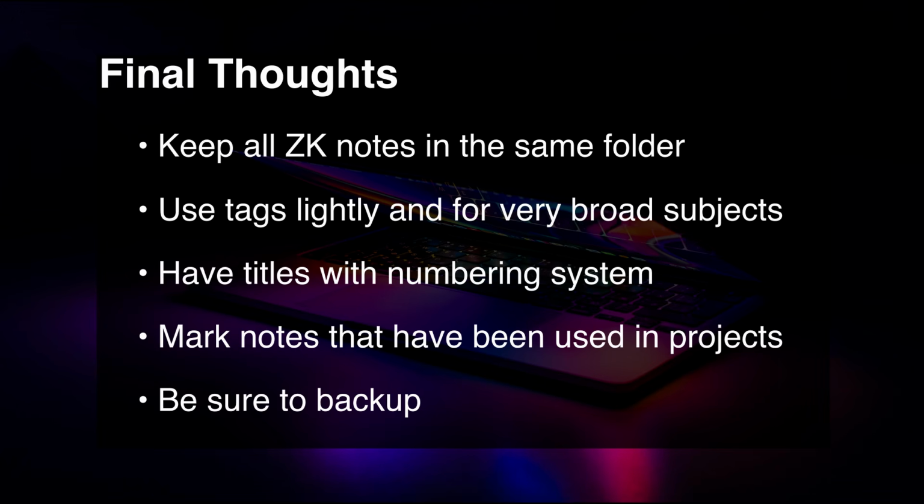Use tags lightly. I mentioned this earlier, for very broad subjects. Have titles with the numbering system. Now you saw in my example with Lumen, not all the notes had titles. I suggest using titles along with the numbering system. Mark notes that have been used with projects. This is important because as you're gathering things together and creating your output, you should really just add information on those notes that this was used in project such and such at a certain time. And obviously, be sure to back up. You don't want to lose anything. Sometimes iCloud hiccups, and you just want to make sure you're backing up. I have a couple of videos on how you can back up your notes, so be sure to watch those.